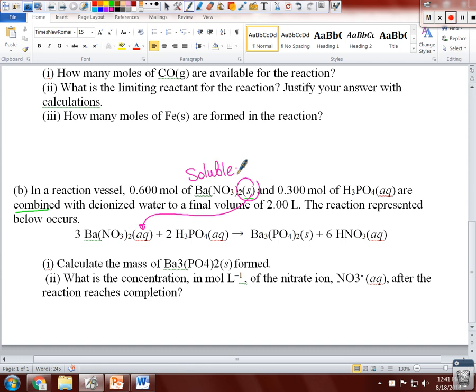Okay. The reaction represented below occurs. So we've got barium nitrate plus phosphoric acid, and then what's that first product? Barium phosphate, and what do you notice about the state of matter?